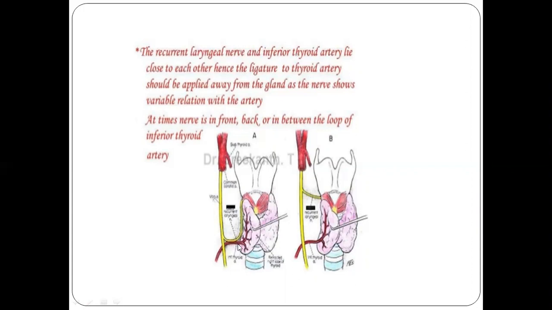He wants to put a ligature over the inferior thyroid artery, but the nerve also comes with it and causes recurrent laryngeal nerve damage. The ligature should be applied away from the gland, as the nerve shows variable relation with the artery. At times the nerve is in front or back, or between the loops of the inferior thyroid artery, so the surgeon should be very careful when tying the inferior thyroid artery. He or she has to save the recurrent laryngeal nerve on each side of the gland.